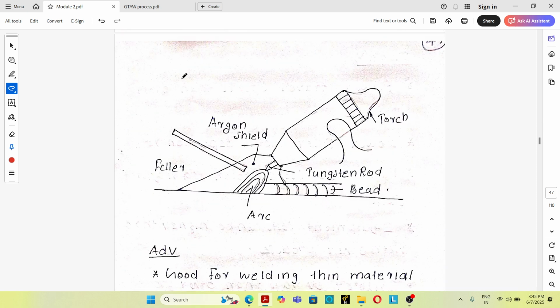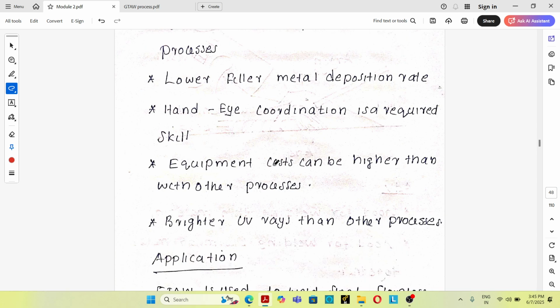See, this is the gas tungsten arc welding process. It consists of a welding torch which has a tungsten rod, and there is a provision for supplying inert gas, and this is the filler material that will be supplied separately. The inert gas will be argon or helium. Hydrogen is also added in order to increase the travel speed.